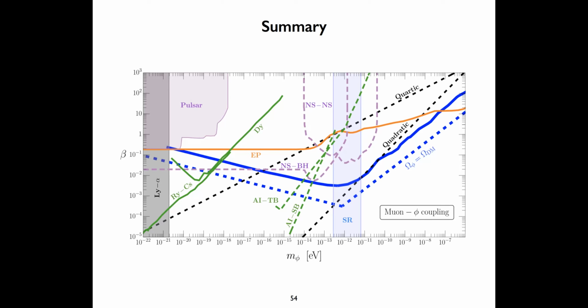Any other questions or comments? I have a question, Brian. Yes. So in this last plot, you have a quartic and quadratic. What does this mean?